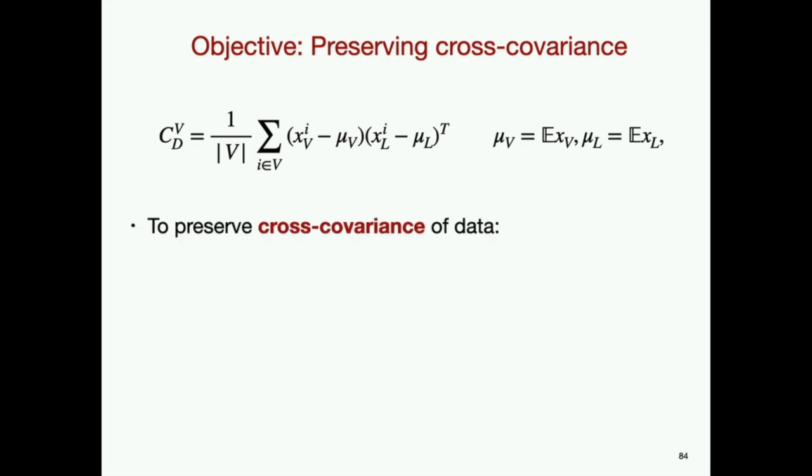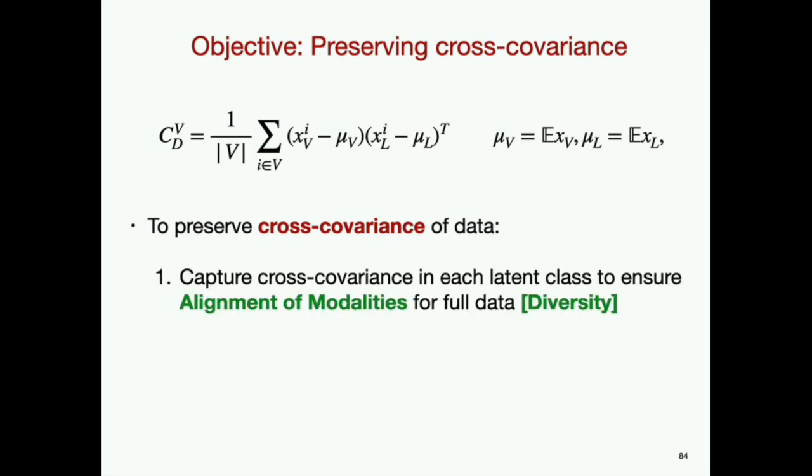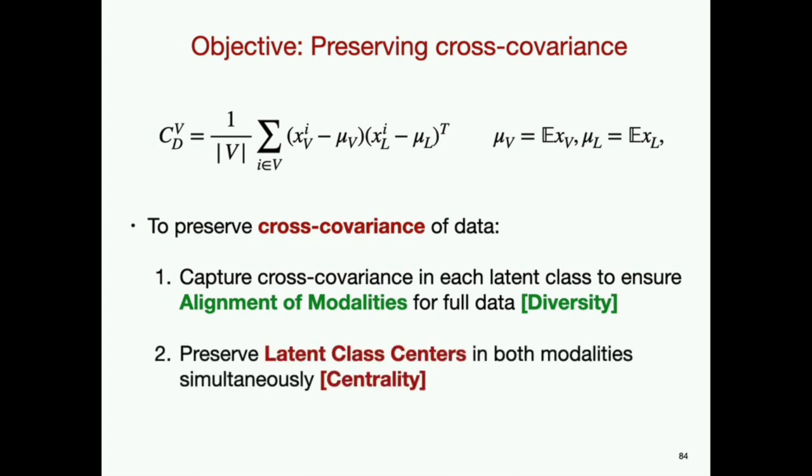And intuitively, to preserve the cross-covariance, we need two things. First, we want to capture the cross-covariance within each latent class to ensure that the modalities are aligned for the full data. And second, we want to preserve latent class centers in both modalities. I'll explain both of these terms a little bit more in detail, but hopefully you can start to see how this is similar to the contrastive learning case. We have this two-part objective, one part preserving diversity of the data, and one part preserving the centrality of the examples we select.